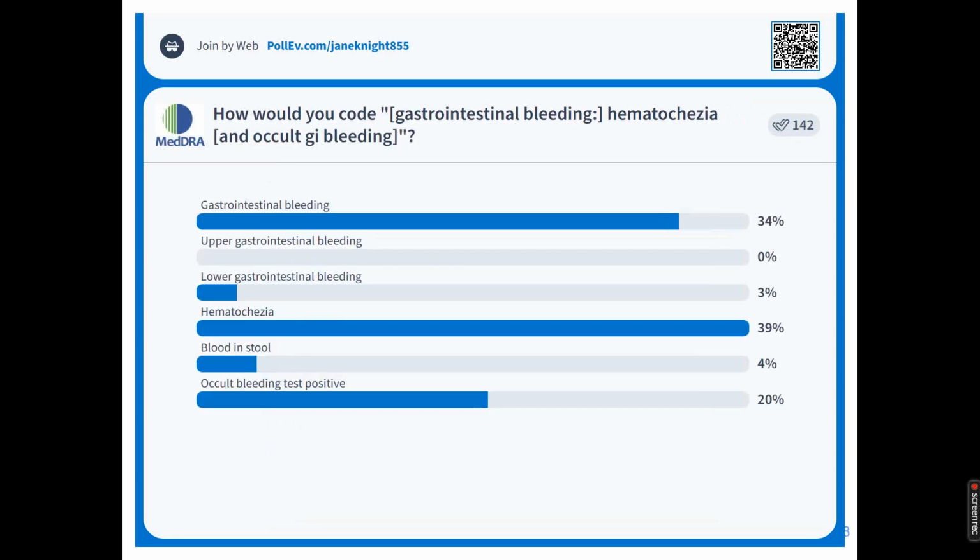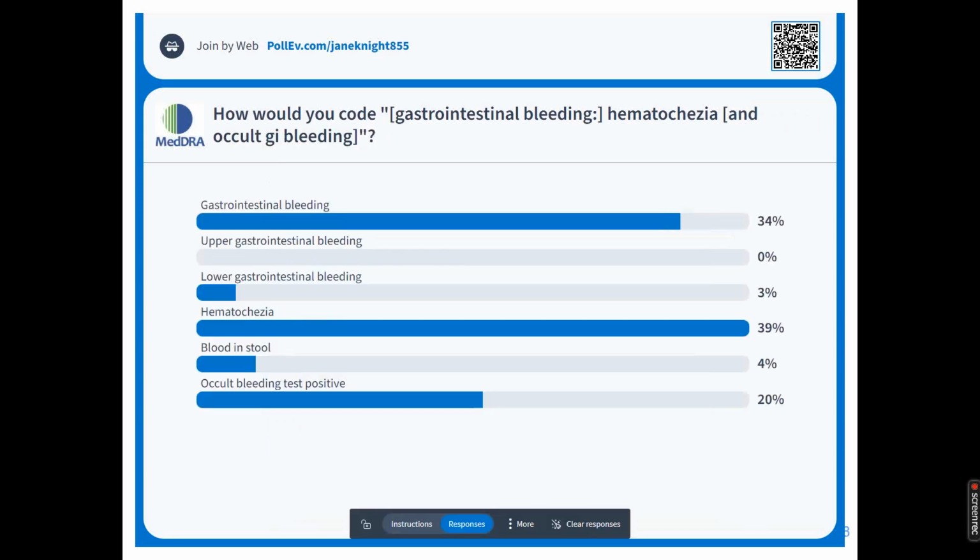Okay, let's see where your votes are. So we've got gastrointestinal bleeding. Only a couple of you have selected lower, so that's good. Gastrointestinal bleeding, that's what's been reported. Hematochezia, again, that's what's reported, and that's always what we say to do. And occult GI bleeding, occult bleeding test positive. So your most popular choices are what's in the verbatim term. Well done. Blood in stool would be a synonym, another way of saying it.